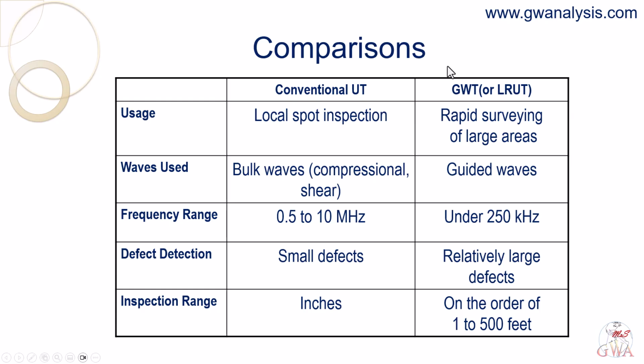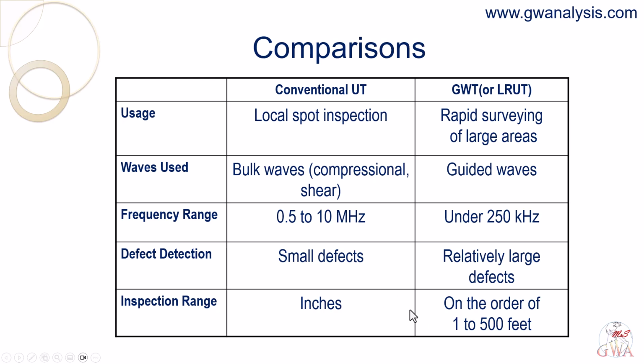Now, let us compare conventional UT and guide wave testing side by side. The main difference is the usage of the method, local spot inspection versus rapid surveying of large areas. Waves used in conventional testing are bulk waves, compressional and shear wave, versus guide waves. Frequency range is 0.5 to 10 MHz versus under 250 kHz. Defect detection is small defects versus relatively large defects depending on the condition. Inspection range is within inches versus on the order of 1 to 500 feet.